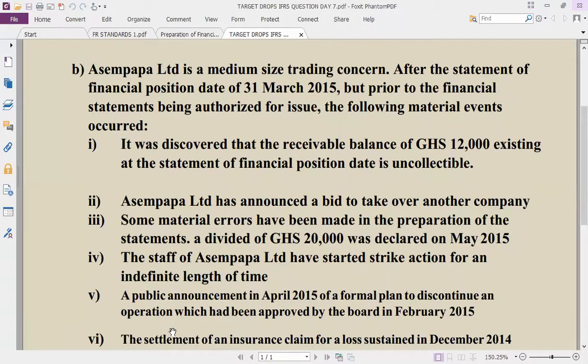How do you treat this? Is it adjusting or non-adjusting? It is adjusting. Good. It's an example of impairment of assets after the reporting period. So there's a receivable balance that you're not going to receive. They didn't give us the reason. As long as you're not going to receive this money, it is adjusting. So you have to take it off from where? The current receivables and add it to our operating expenses. It's subtracted from receivables and added to operating expenses. That is the adjustment. How do you go back?